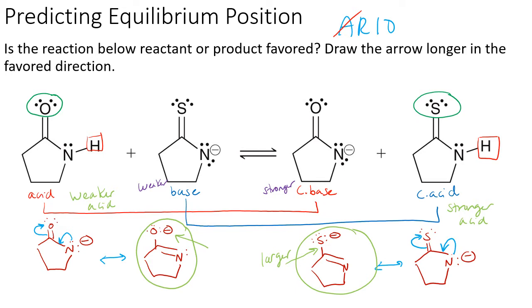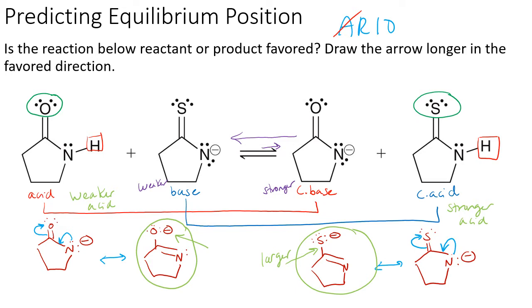So our arrow is going to be longer pointed towards our weaker acid-base pair, or it's going to be longer pointed to the left. That means that we're actually going to have more reactants present at this equilibrium position, and we're going to have less products present. We'll have a little bit of everything, but it's primarily going to favor the left-hand side.